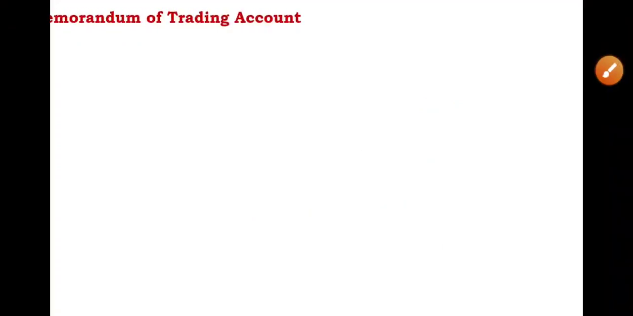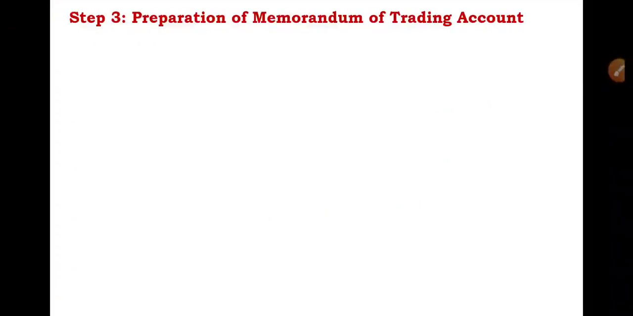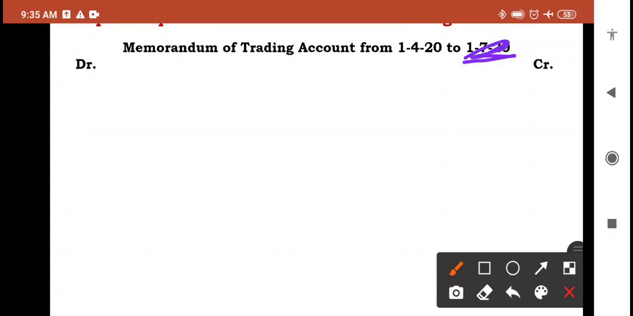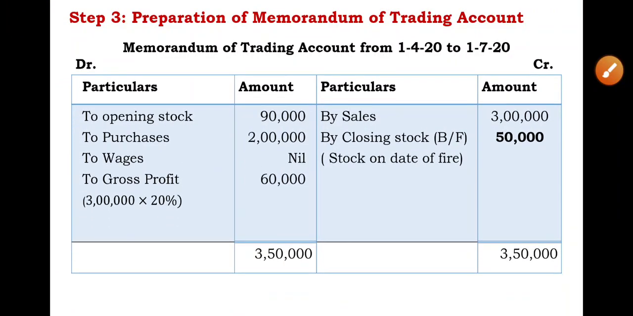Next step is preparation of memorandum of trading account. See, the memorandum of trading account is used to find out the closing stock or stock on date of fire. Whenever the stock on date of fire is unknown, you have to prepare a memorandum of trading account in order to find out that stock. Here, the memorandum of trading account is from 1/4/2022 up to date of fire.